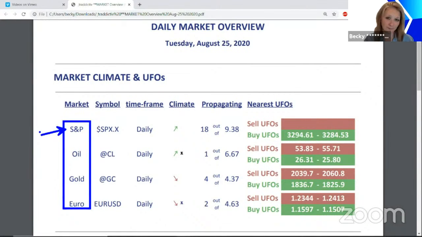We go through the S&P, which is one of the major equity indexes in the world. We have oil and gold, obviously both major commodities, and the euro as well. Now, the euro, when we look at it as the euro versus the US dollar, that is the highest traded currency pair in the world.